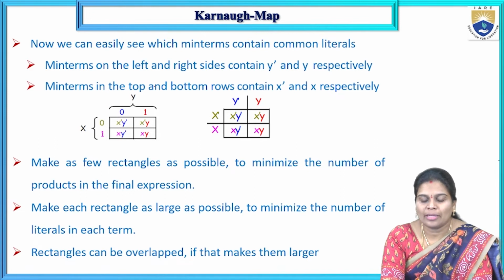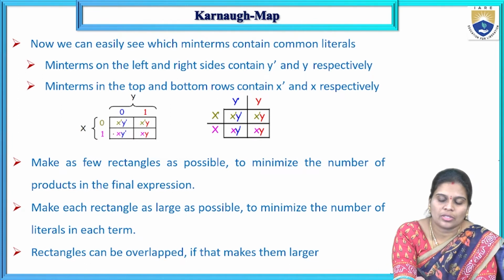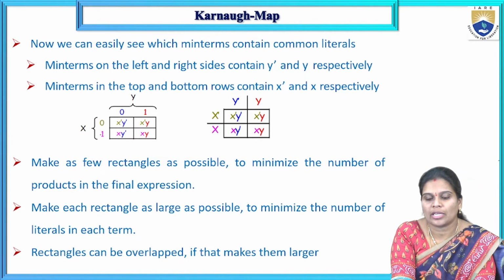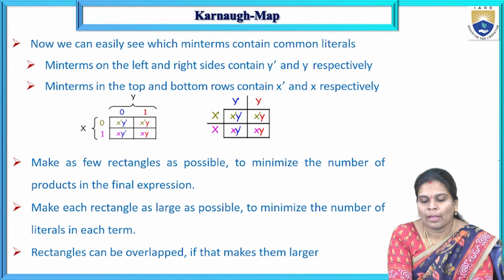Okay, so the minterms on the left and right side contain y bar and y. The top and bottom rows contain x bar and x. Here the 0 is there, so this is x bar. Here the 1 is there, this one is x. Similarly, here the 0 is there, that is y bar, and 1 is y. So x bar y bar, x bar y, x y bar and xy.